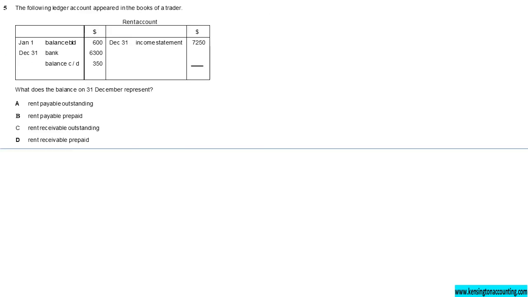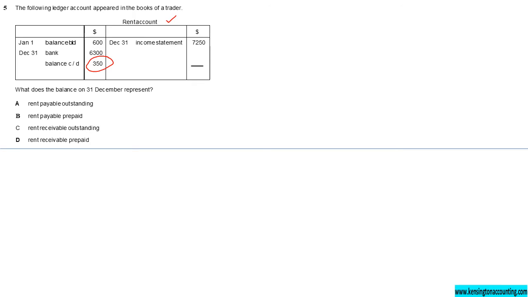Question 5. So we have been provided with a ledger account, a rent account. The question is, what does the balance on 31st December? So it's referring to this balance, 350. What is this balance? It refers to rent payable or rent receivable, and whether it is an outstanding or a prepaid amount.